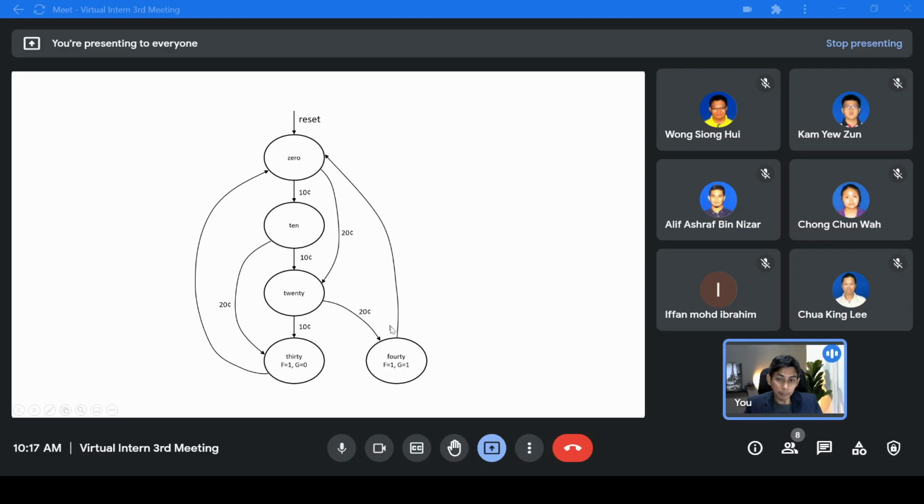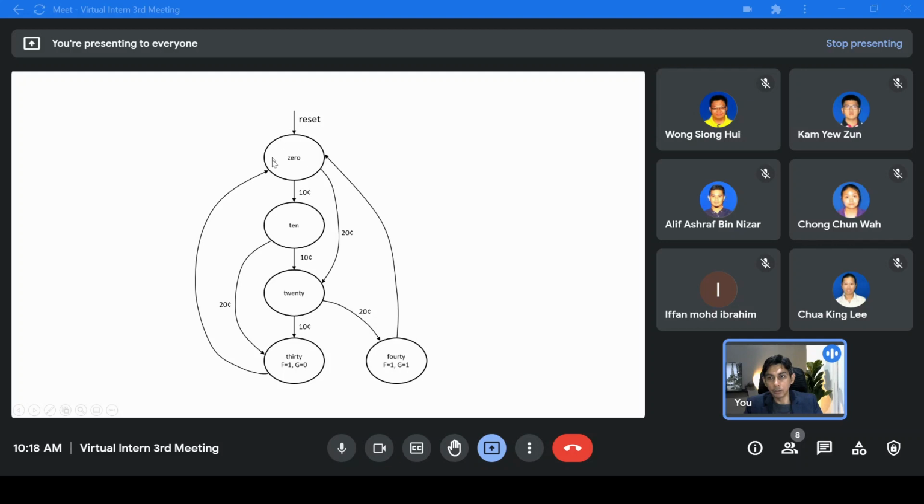And for example, we give more coins, for example 40 cents, means that we need to return the balance to the user, to the customer. So this is another state where, yes, of course, we dispense the candy, f equal to 1, and g equal to 1 means that we return the balance. So this is state number 4, 40. We call it 40.